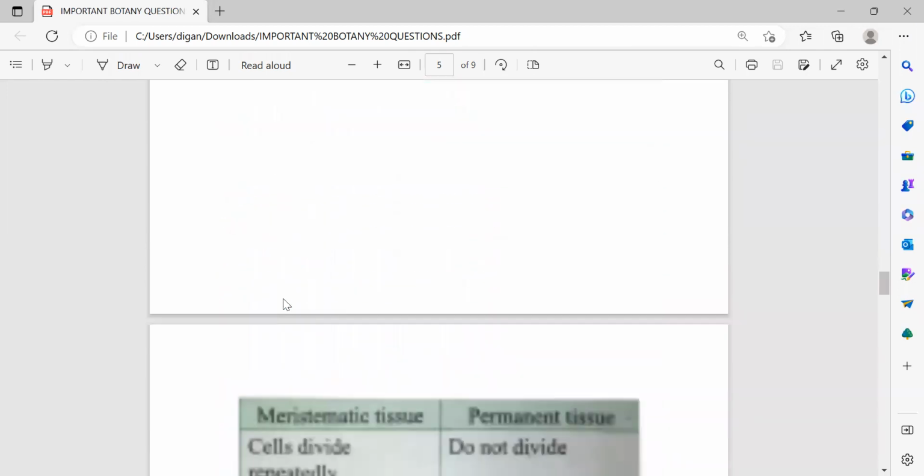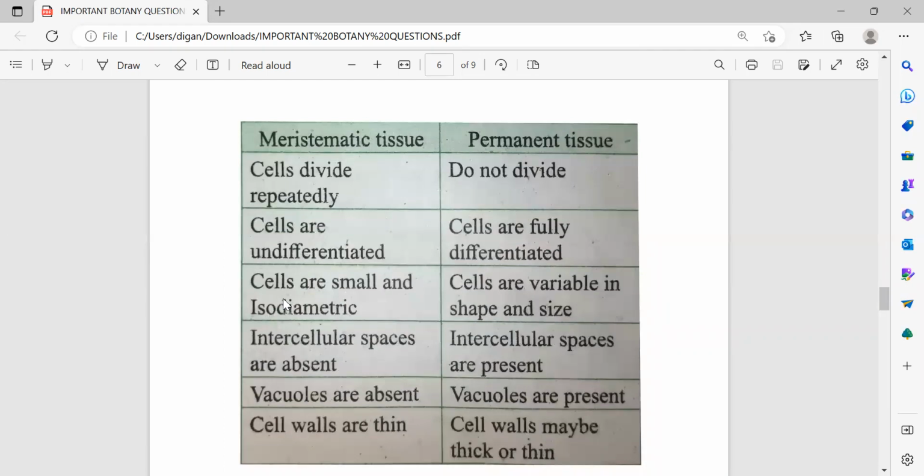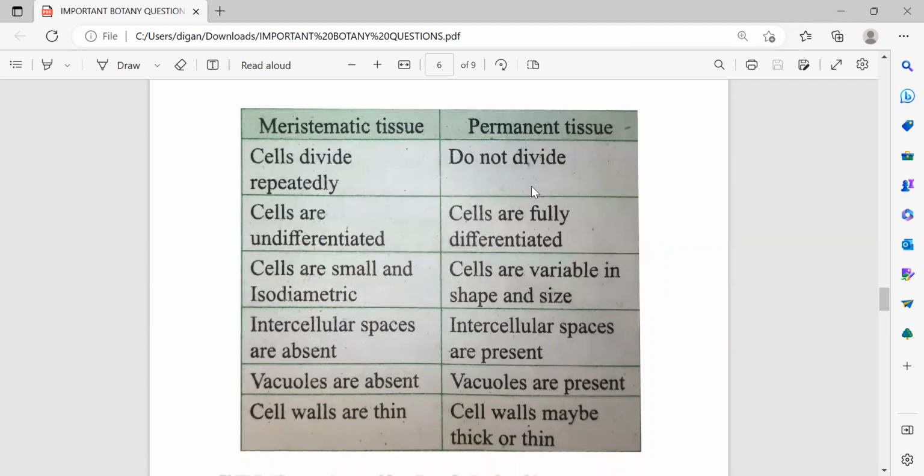Meristematic tissue and permanent tissue. So this is the difference. Meristematic tissue means cells divide; the tissue where cells divide repeatedly is called meristematic tissue. Permanent tissue means the cells are dead cells, meaning they do not divide.